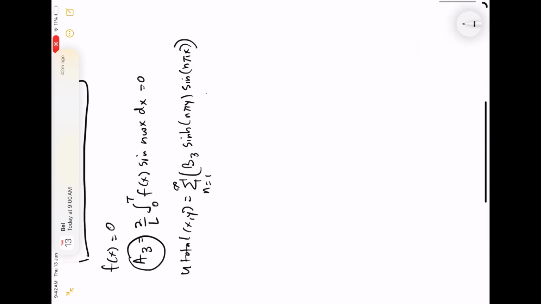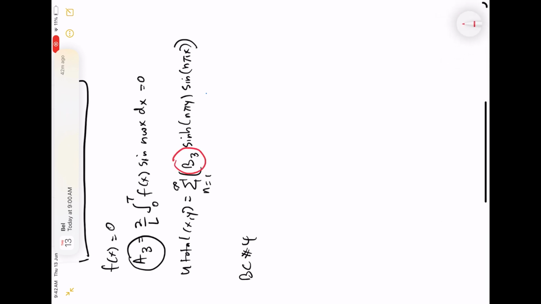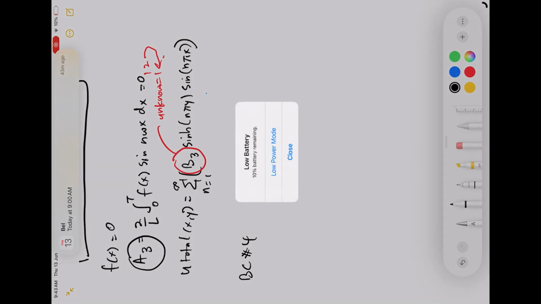Okay, we still have the last boundary condition, boundary condition number 4, because now you see we only have this one unknown. Just now we had 12, right? Now we have reduced it to 12, so we are on the right track. So boundary condition number 4, what is that?